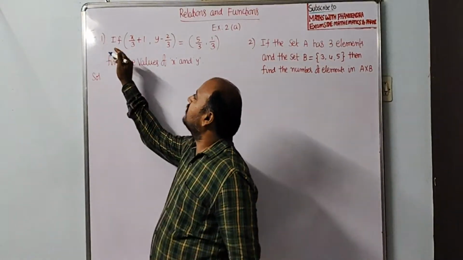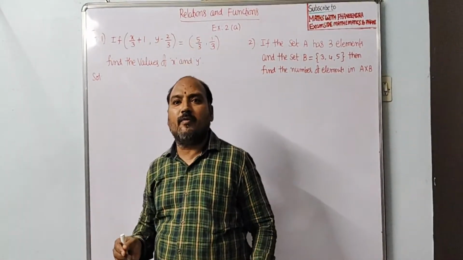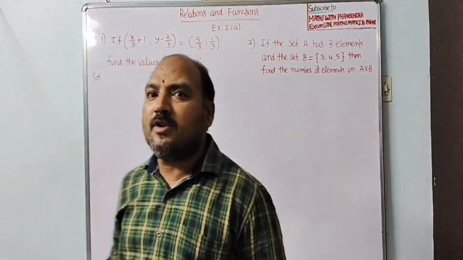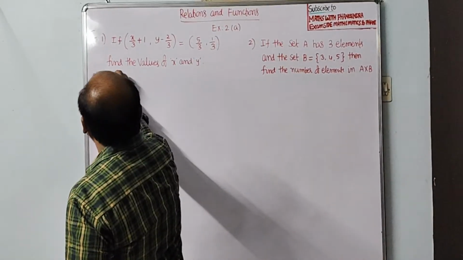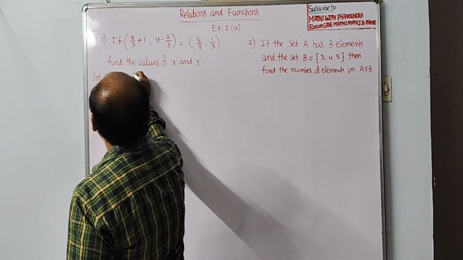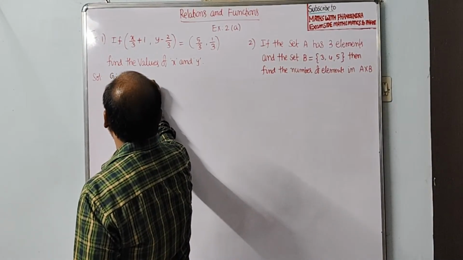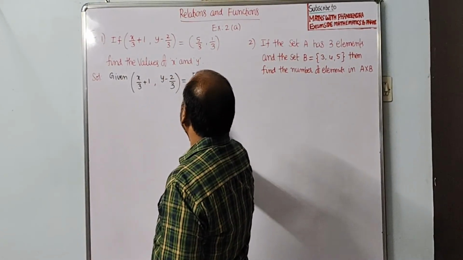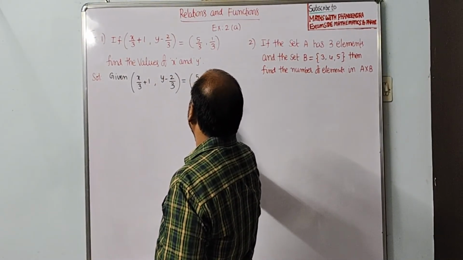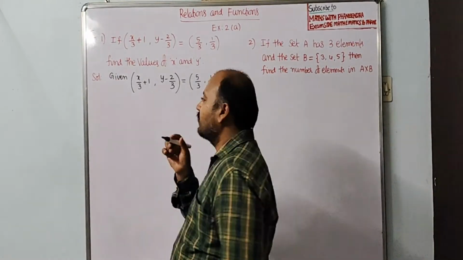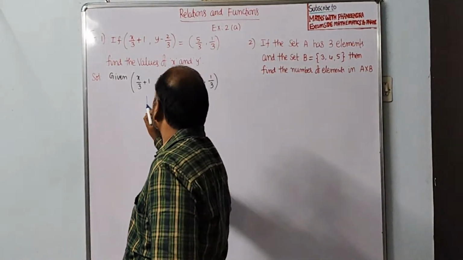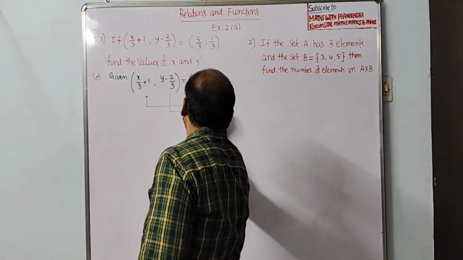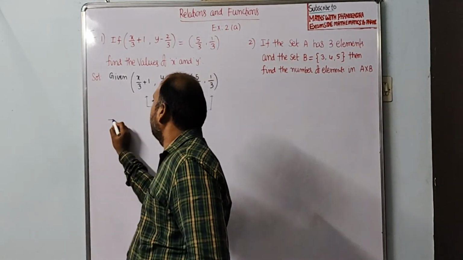First, the question is, these two ordered pairs are equal. Whenever the ordered pairs are equal, their first elements are equal, second elements are equal. So first, given x by 3 plus 1 comma y minus 2 by 3 is equal to 5 by 3 comma 1 by 3. Now equate the first elements in the ordered pair, and equate the second elements in the ordered pair.